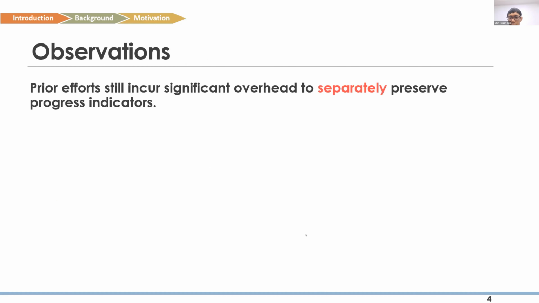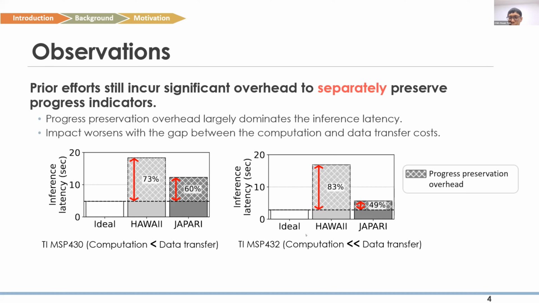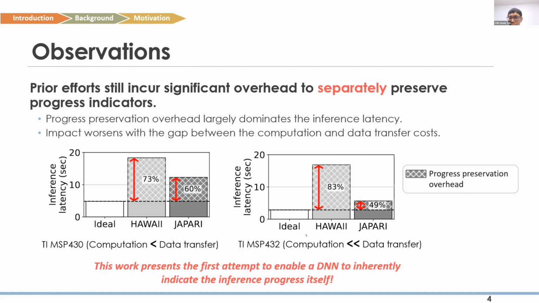These prior efforts incur significant computation and data transfer overheads to separately preserve progress indicators. In fact, we observed that progress preservation overhead accounts for a large portion of the inference latency, and this overhead increases with the gap between the computation and the data transfer overheads. Motivated by this observation, this work presents the first attempt to enable a DNN to indicate the inference progress itself, thus eliminating the progress preservation overhead.